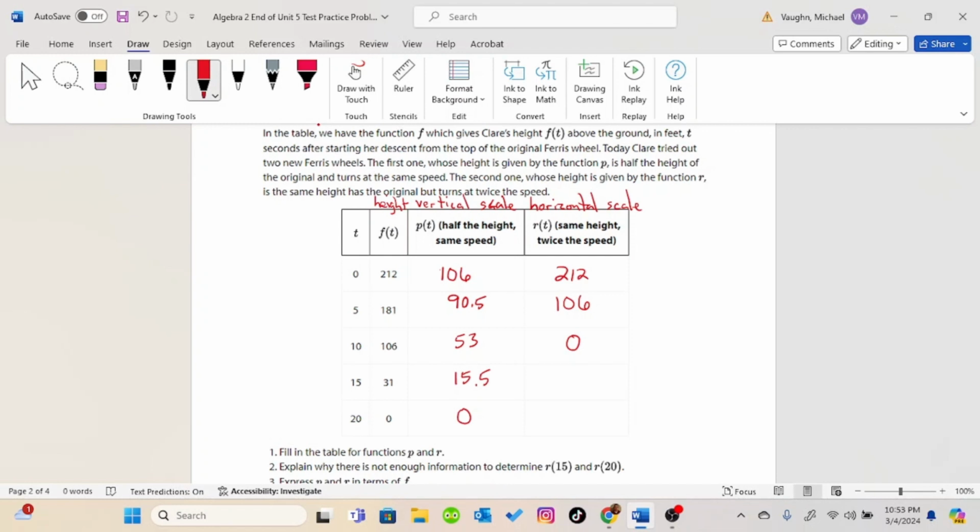Now we would say 2 times 15 is 30, but we don't know the height at 30. So we have to put a question mark here. And we would do 2 times 20 is 40, but we don't know what the height was at 40, so we're also going to put a question mark in this box.